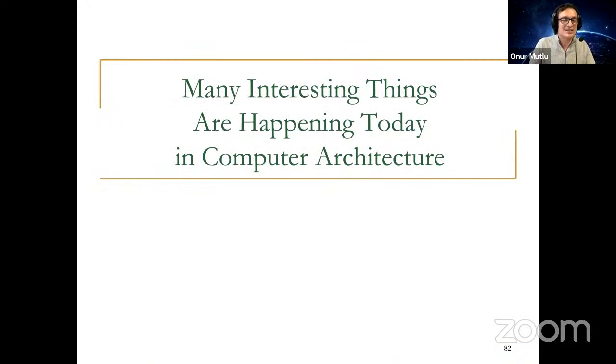Okay, so we talked about performance and energy, and I think that is driven by these designs.